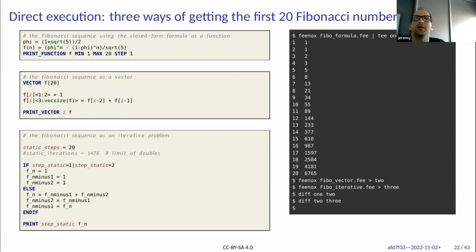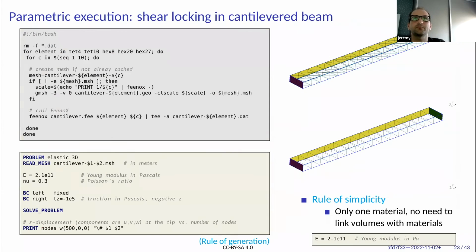We write a file named 1, but we also see the output in the terminal: 1 to 20 and the 20 evaluations of fn. Then we call Fibo vector, which is this input file, and redirect the output to 2. We do the same with iterative and redirect the output to 3. Then we take the diff between 1 and 2, and it is null. The difference between 2 and 3 is null. So the output of these three inputs is exactly the same. This is the rule that you can do stuff in different ways.